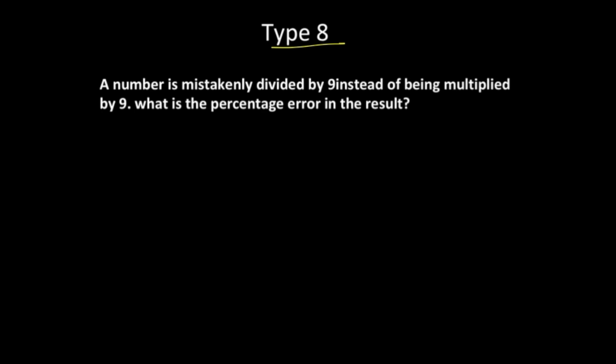Okay, so this is an error-based type of question, type 8. A number is mistakenly divided by 9 instead of being multiplied by 9. What is the percentage error in the result? Alright, so you must take note that in this question we are dealing with numbers. A factor of 9 is involved in the question.